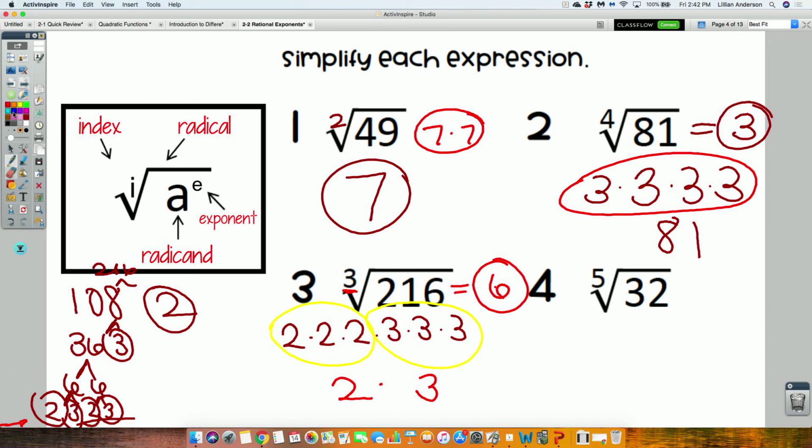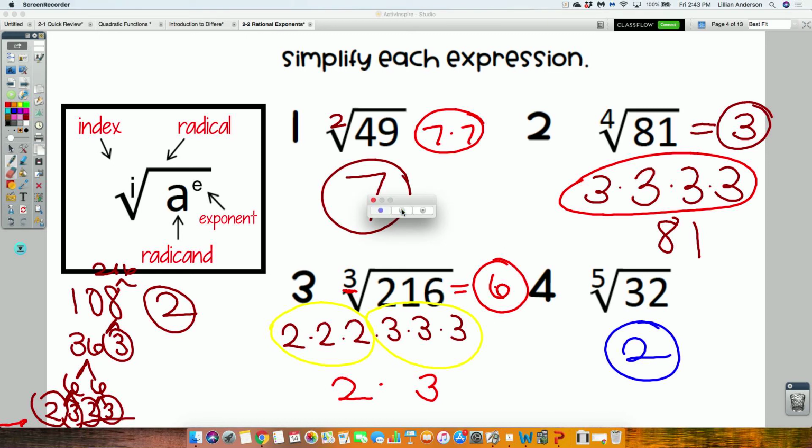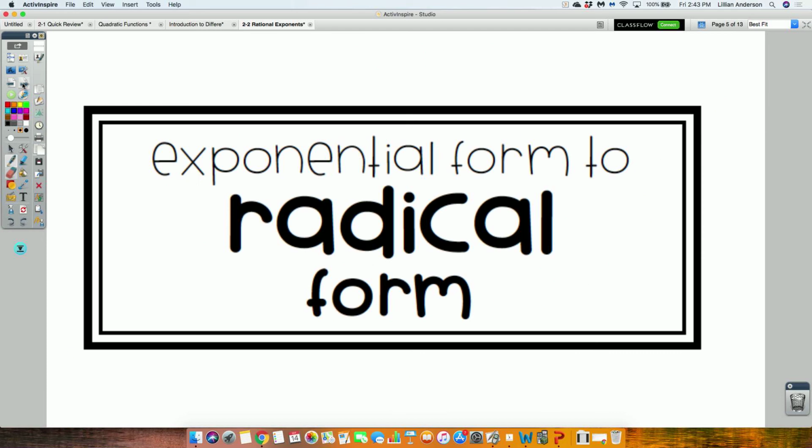For the last one, what number times itself 5 times gives you 32? 2. You have to also think about the number itself, okay? If it's a small number and you're trying to figure out what number times itself several times is going to give you that number, it's going to have to be small. None of these are going to be super huge. Questions on this?